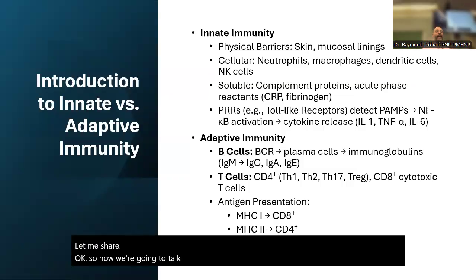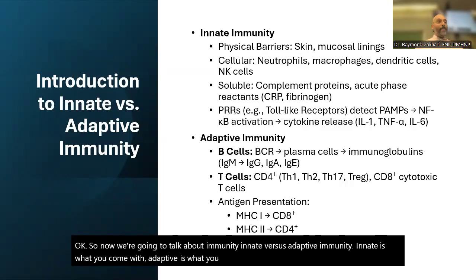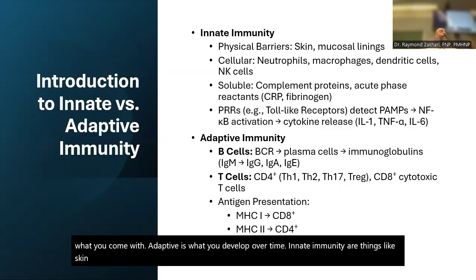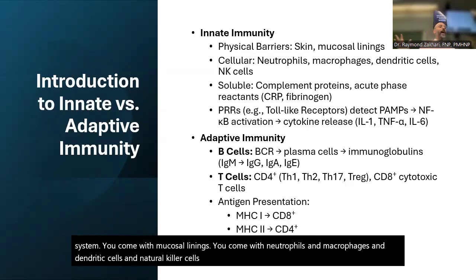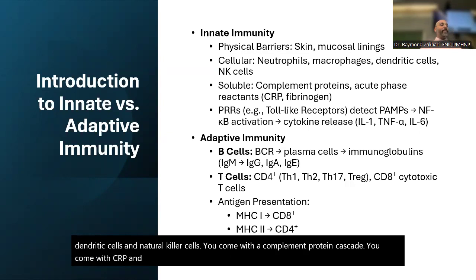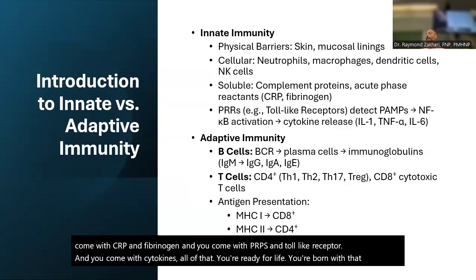Okay, so now we're going to talk about immunity, innate versus adaptive immunity. Innate is what you come with, adaptive is what you develop over time. Innate immunity are things like skin barriers. You all come with skin into the world, therefore that's part of your immune system. You come with mucosal linings, you come with neutrophils and macrophages and dendritic cells and natural killer cells. You come with a complement protein cascade, you come with CRP and fibrinogen, and you come with PRPs and toll-like receptor cells, and you come with cytokines. All of that, you're ready for life. You're born with that stuff, assuming all things are normal.